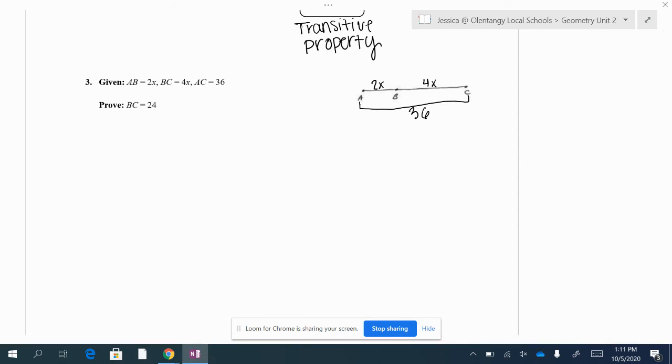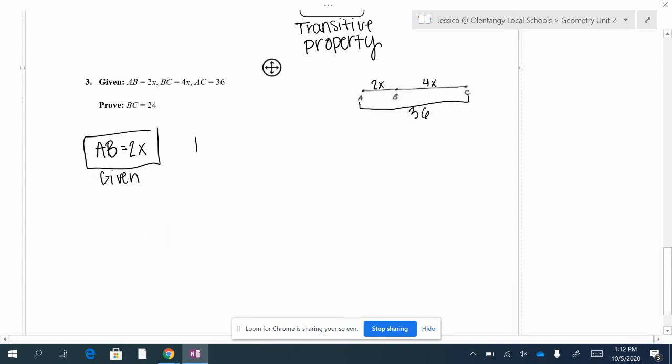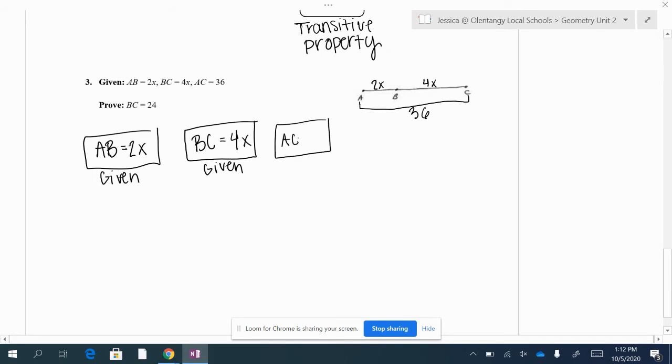Okay. So again, every proof starts out with their givens, so you can either write your givens all in one big box for flowchart proofs or break it up. I'm going to go ahead and break it up. So we are given that AB is 2x, and that was given. We were given that BC is equal to 4x, and again, given, and we were given that AC is equal to 36.